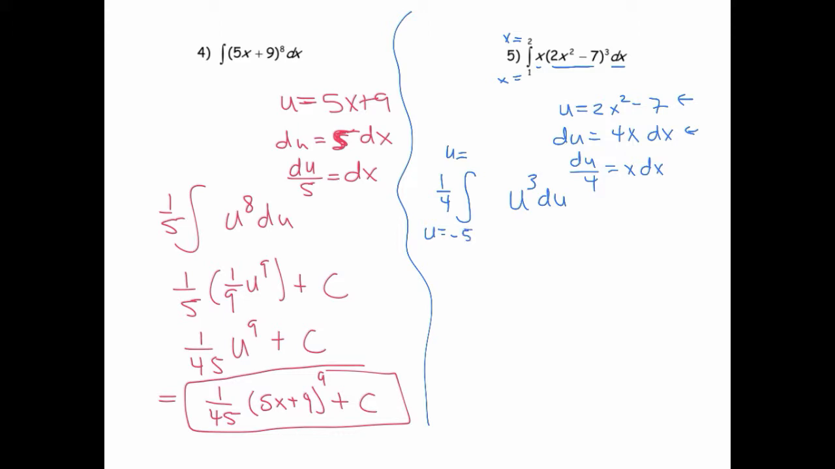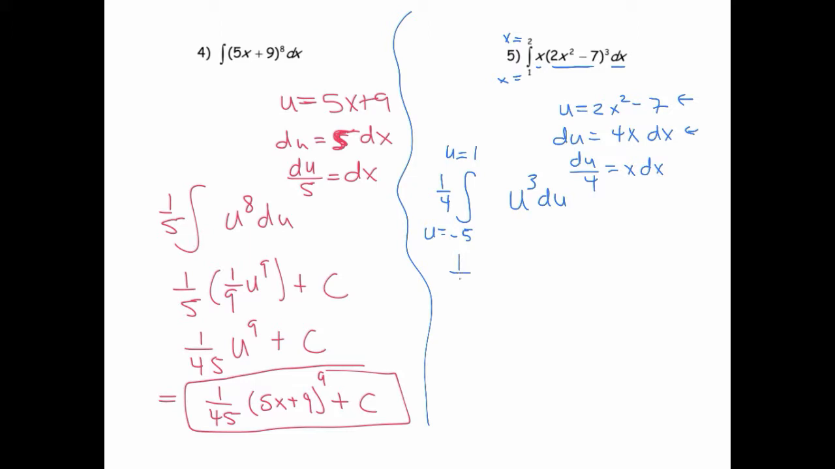And when x is 2, u would be 2 times 2 squared, which is 8, minus 7, which is 1. And so now, since this is a definite integral, it's going to be a number. We can just pretend that this was the problem all along: the integral of 1/4 u cubed from -5 to 1. No need to go back and substitute for x's. We're getting a number here, so we might as well do the easy version.